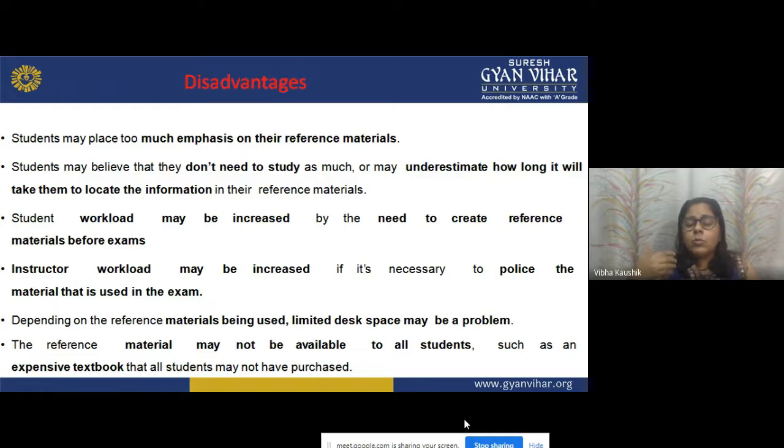First thing is that they do not study. Second thing is that they underestimate the time it will take to locate the information.